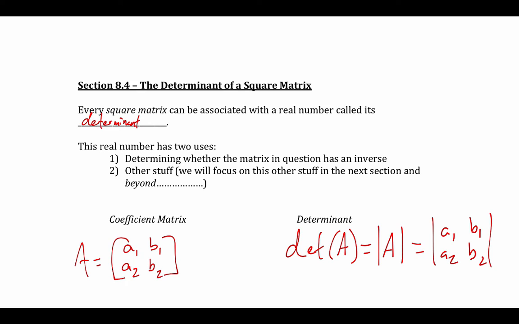Now, the way we calculate it is something we actually did already. The way we calculate it is going to be A1 times B2 minus A2 times B1. In the previous section, when we were looking at inverses, we referred to it as A times D minus B times C. So it's the same order, just using slightly different letters.